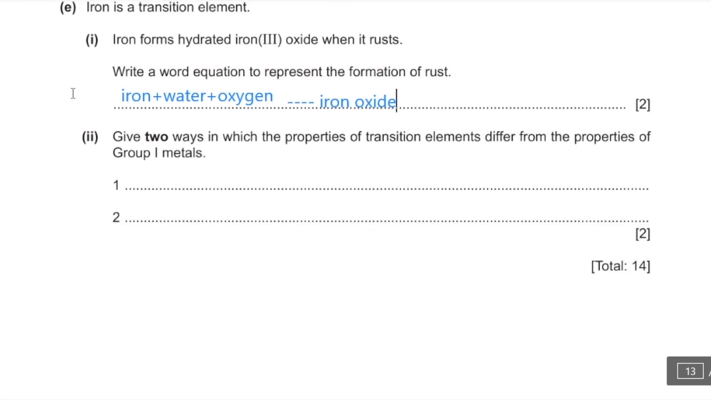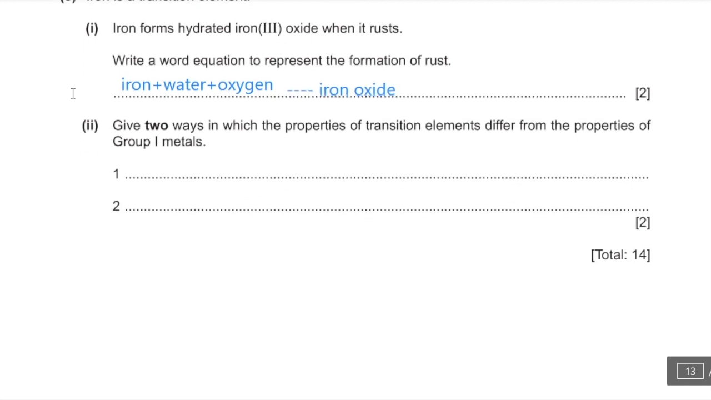Give 2 ways in which the properties of transition elements differ from the properties of group 1 metals. So they act as catalysts and they form colorful compounds.